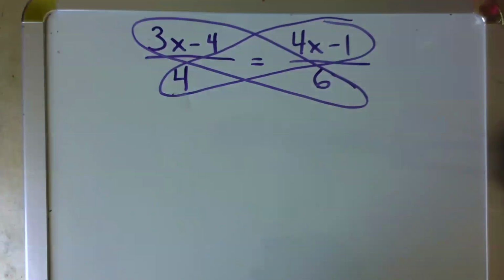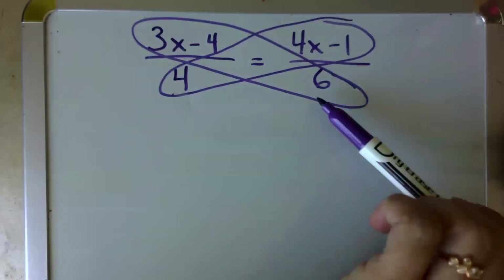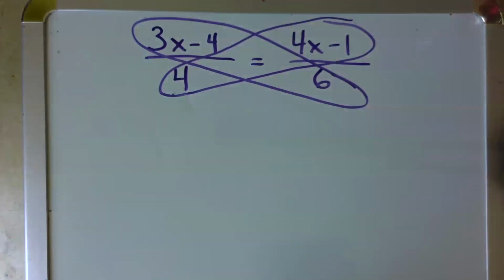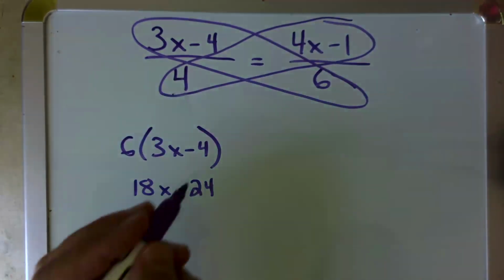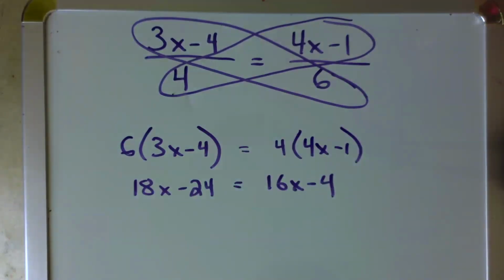So on this side, if I'm multiplying 6 into 3x minus 4, that gives me, and if I'm multiplying 4 into 4x minus 1, that gives me 16x minus 4. And now I can continue.